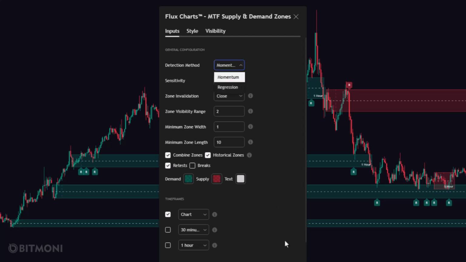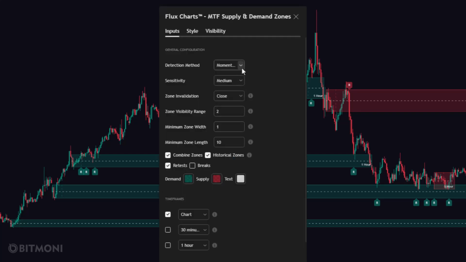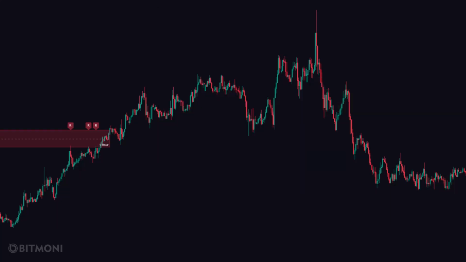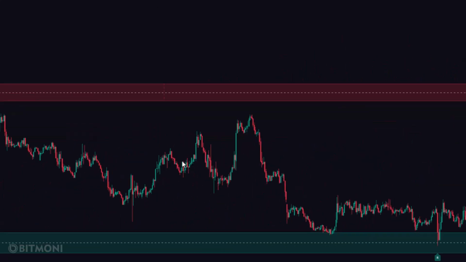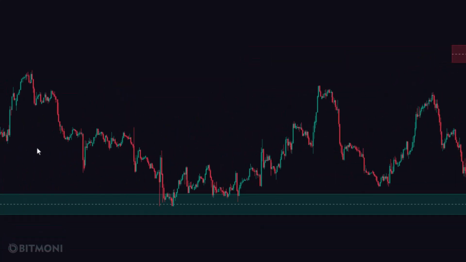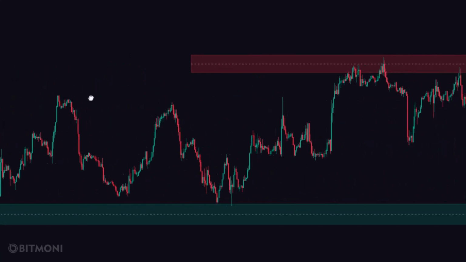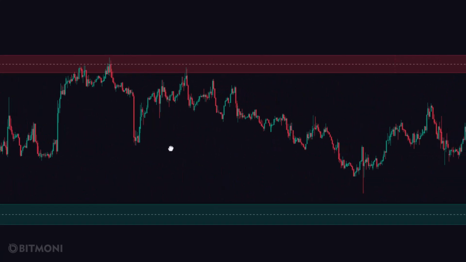The momentum-based detection identifies key zones by analyzing rapid price shifts, making it highly effective in volatile markets. It works across all timeframes and is particularly useful for spotting opportunities when price makes a pullback. Conversely, the regression-based detection takes a more calculated approach by examining price balance and imbalance over time. This makes it ideal for consolidating markets where trends are less pronounced, helping traders uncover hidden accumulation and distribution zones.